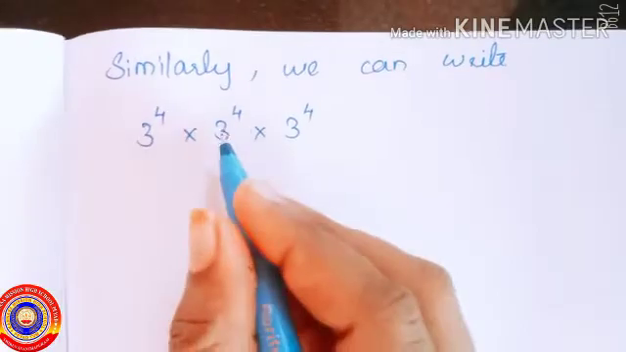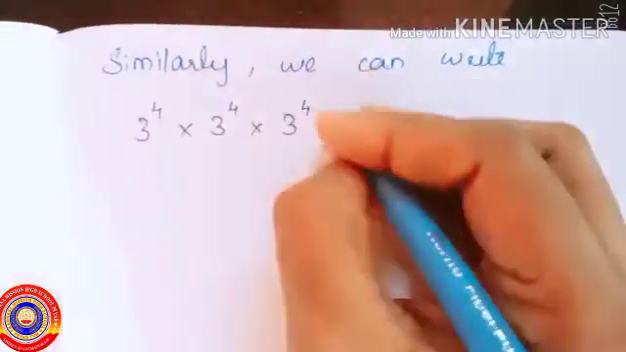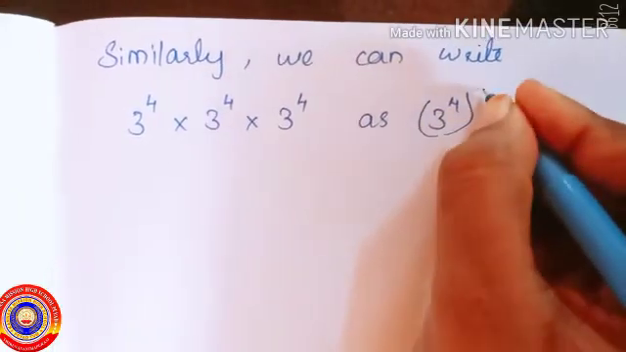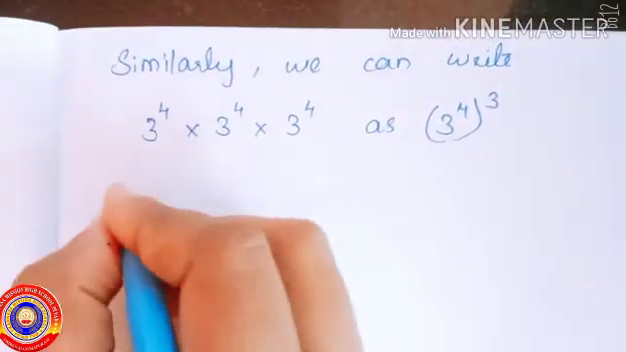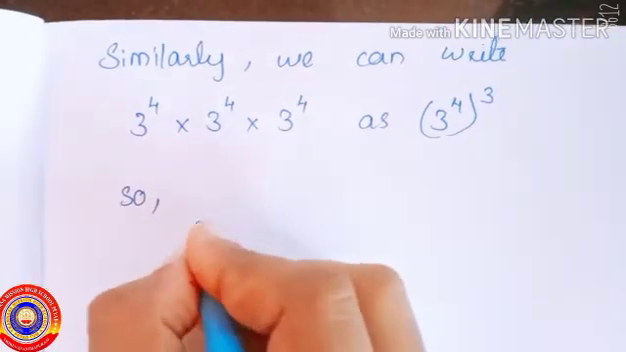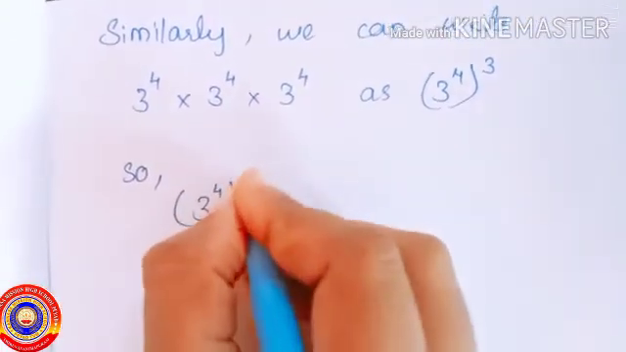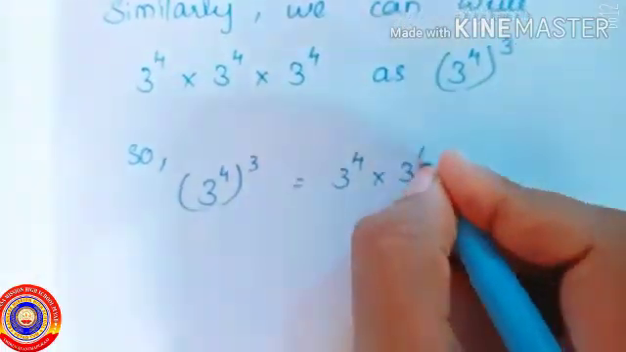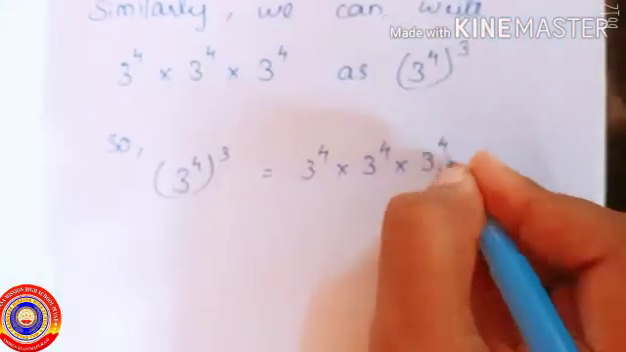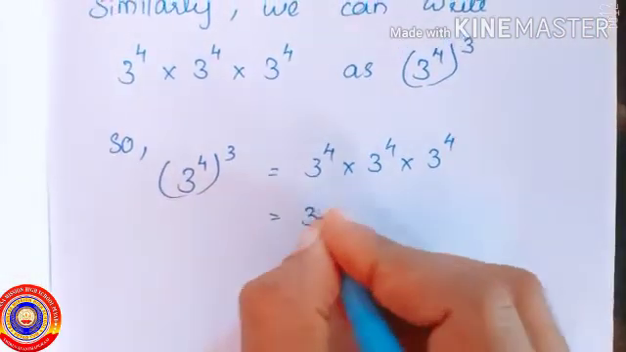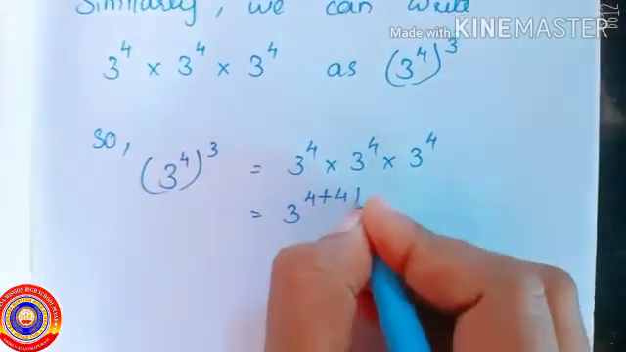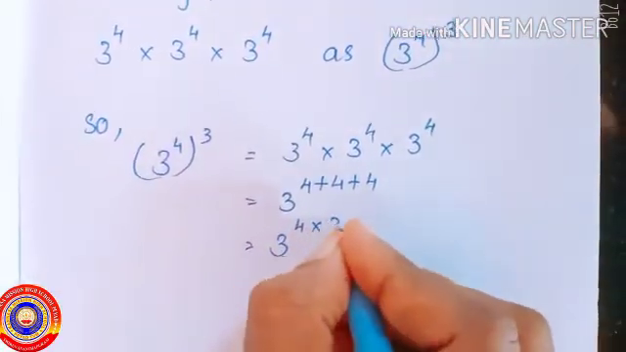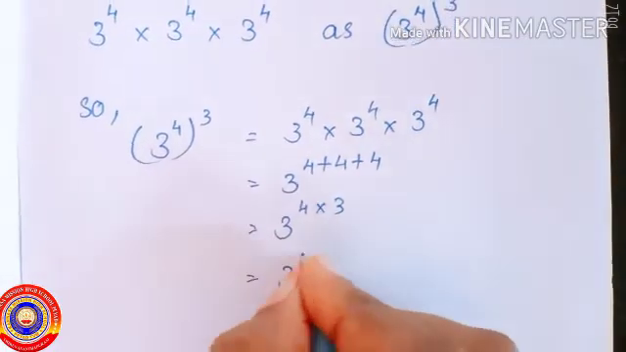Similarly, we can write 3 raised to 4 into 3 raised to 4 into 3 raised to 4 as 3 raised to 4 the whole raised to 3. So, 3 raised to 4 the whole raised to 3 is equal to 3 raised to 4 into 3 raised to 4 into 3 raised to 4, which is equal to 3 raised to 4 plus 4 plus 4. We can write it as 3 raised to 4 into 3, that is 3 raised to 12.